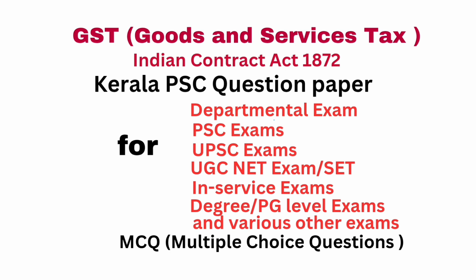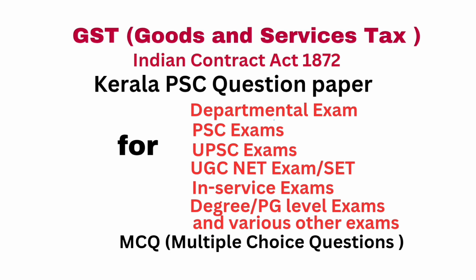Question number 72. Which one of the following is void? Option A, an agreement to do an act impossible in itself. Option B, an act being impossible or unlawful. C, a promise which promisor knew impossible or unlawful but the promisee did not. D, all of the above. Correct answer option D, all of the above.